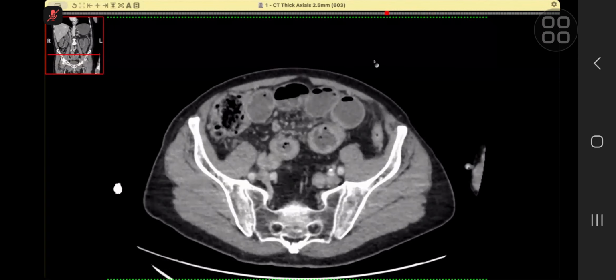I can see that there is gas within the rectum. The sigmoid colon appears collapsed with some diverticulosis. There is no evidence of diverticulitis.